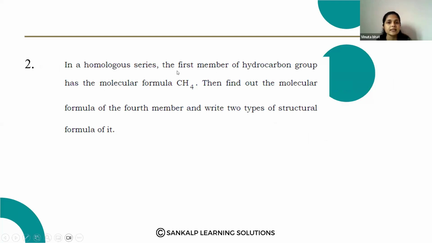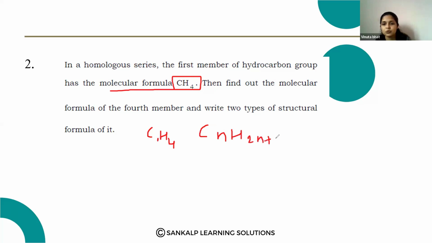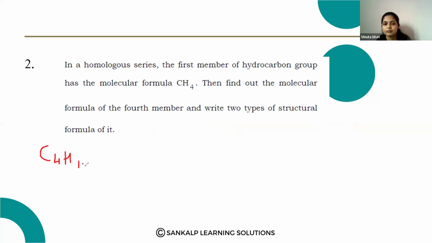Next question. In a homologous series, the first member of the hydrocarbon group has the molecular formula CH4. Find the molecular formula of the fourth member and write two types of structural formula for it. The first member is CH4, that is C1H4, and here you apply the CnH2n plus 2 formula. The fourth member means C4, so C4H10. C4H10 is butane.